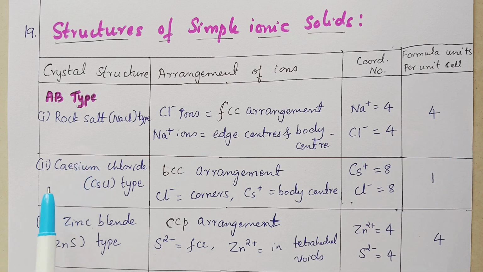The second example here is cesium chloride type. Here we can find BCC arrangement of particles. The chloride ions are present at the corners and the cesium ion is found at the body center. So the coordination number of the cesium ion which is present at the center would be 8, and the coordination number of each chloride ion is found to be 8. Formula unit per unit cell is 1.